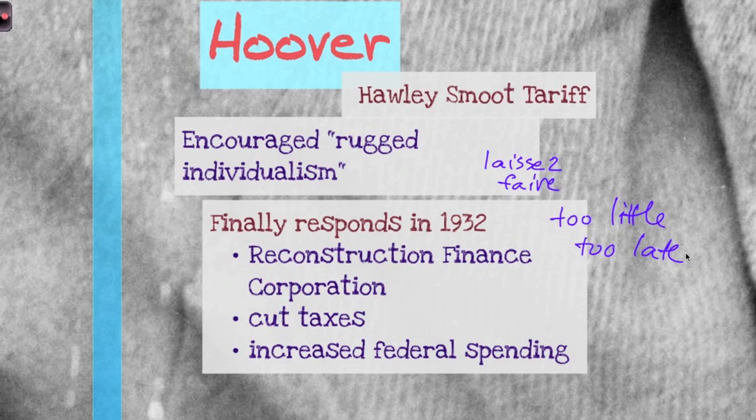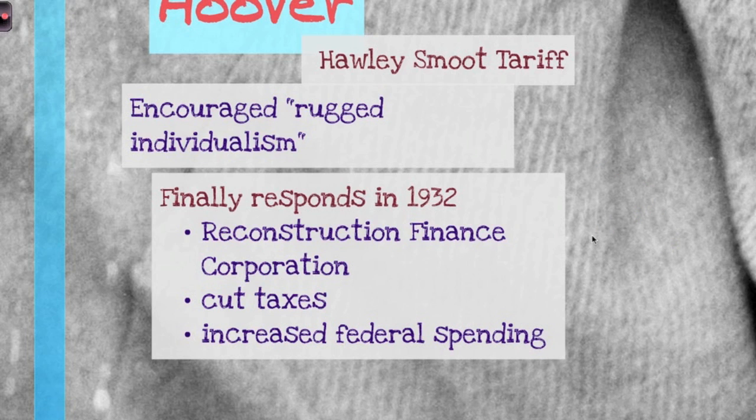So he has these few things: the Reconstruction Finance Corporation. He tries to cut taxes. He tries to increase federal spending. Those were kind of the last ditch efforts before he was voted out of office. Something else that's going to tarnish Hoover with his presidency is the Hawley-Smoot tariff, which raised tariffs significantly during this time. And that's going to stifle the economy, and a lot of people feel like it helped contribute to the duration of the Great Depression. So obviously with Hoover, too little, too late, didn't do enough.